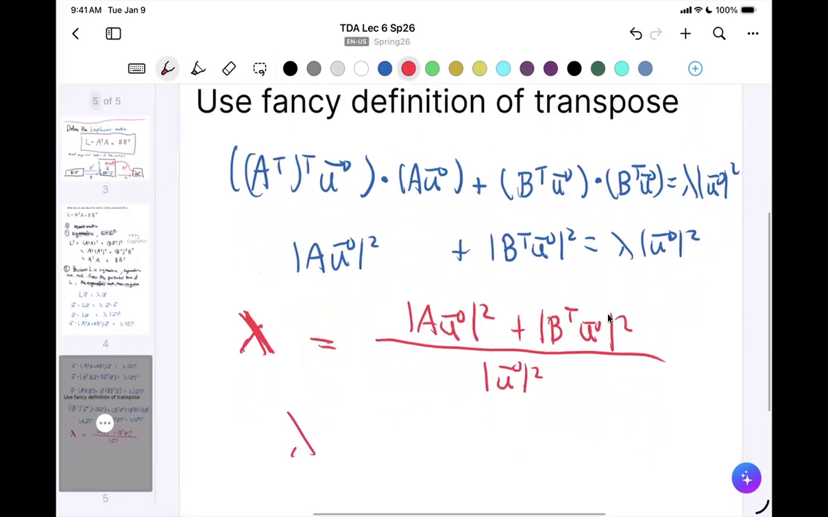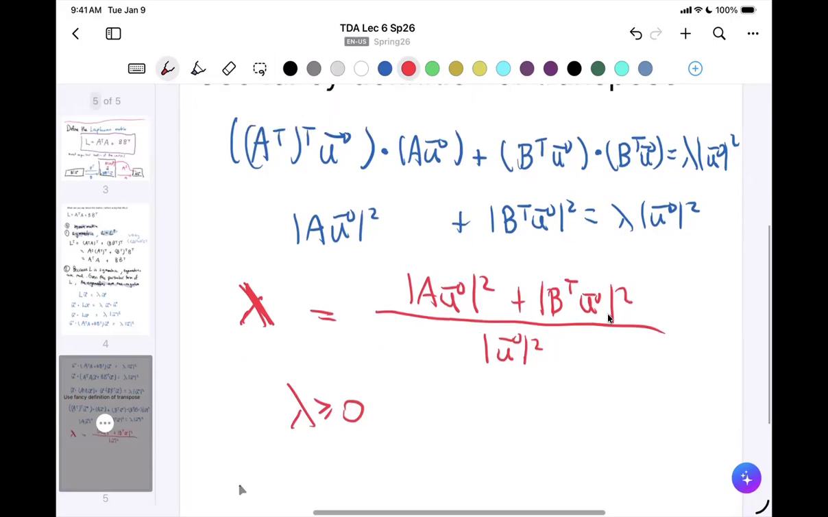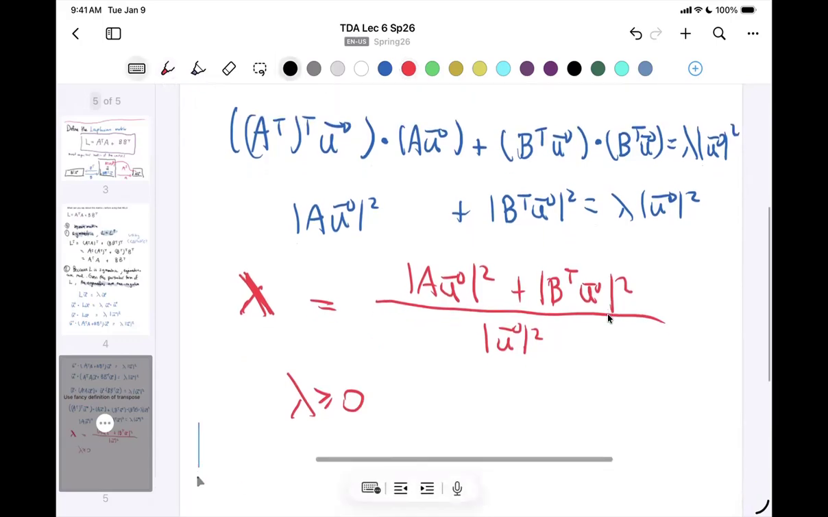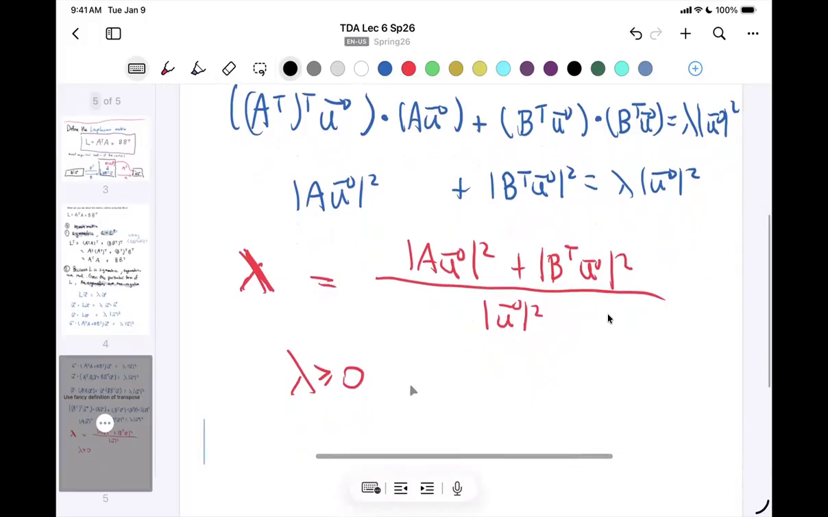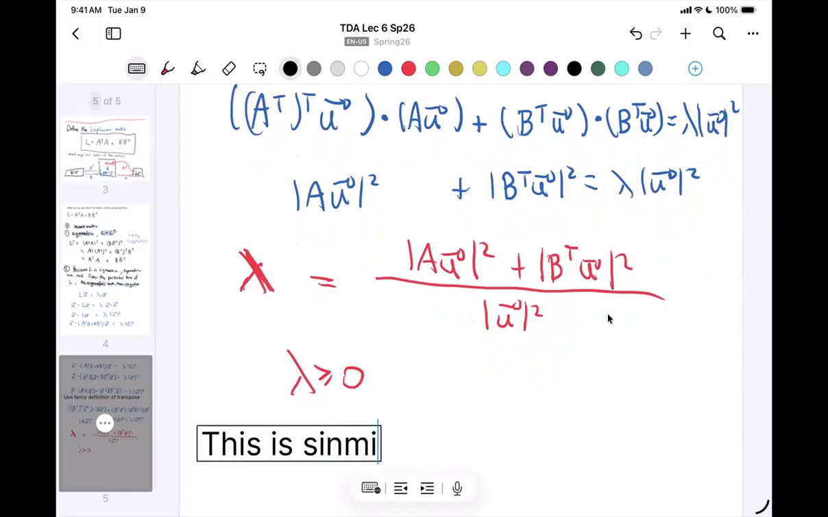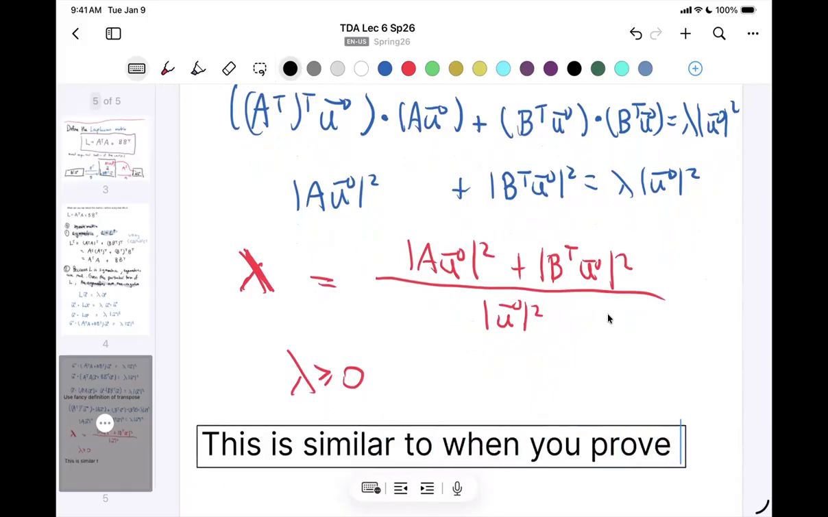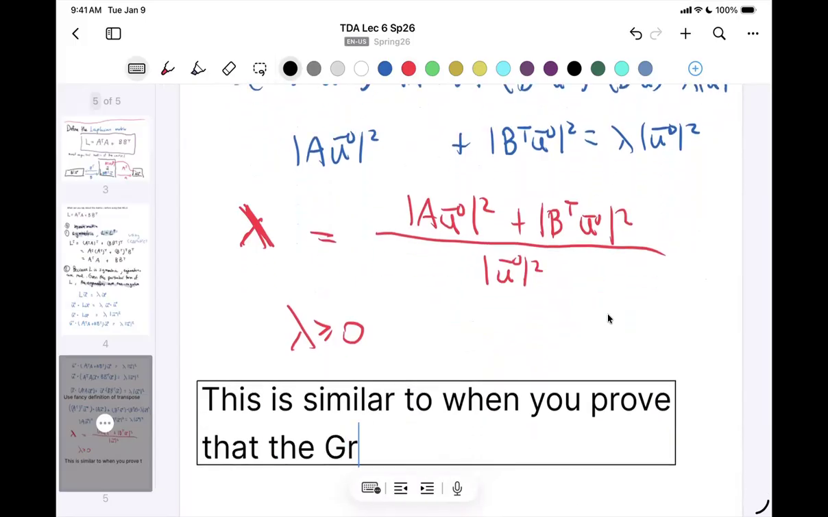Just to make a remark, this is a similar proof to when you prove that the Gram matrix, which is used in numerical analysis and machine learning, is non-negative, positive semidefinite.